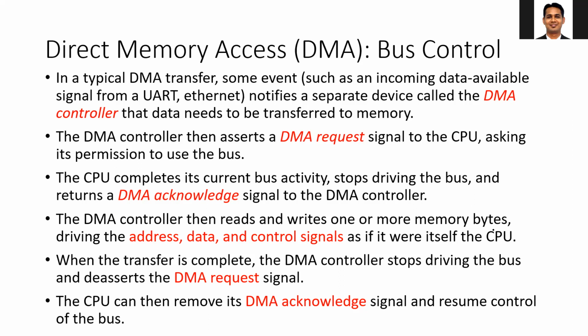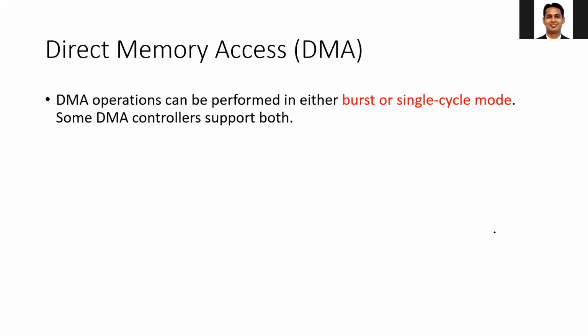Now suppose that the DMA wants to transfer, say, 1 MB of data. So the DMA can perform this operation in a burst mode, that is, in one go you can transfer all 1 MB of data.